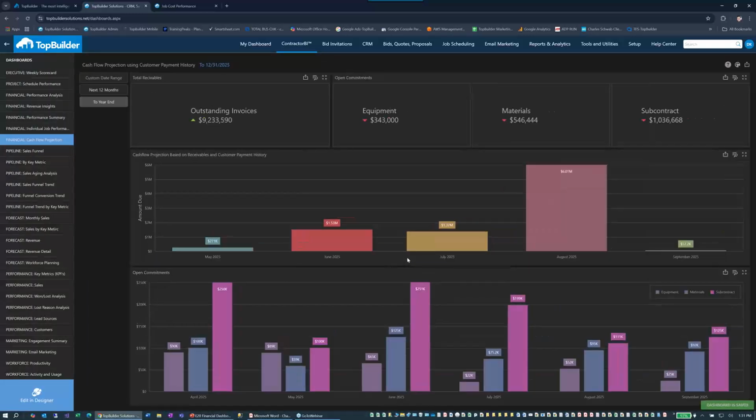Simple stuff. All right. But sometimes customers, even though the invoice is due in July, they may not pay until August, and we consider that when we put these projections together. It's more realistic, okay? And then same with the commitments down below. We're looking at commitments for your equipment, materials, and subcontract work, and when are they due? Makes sense, I think.